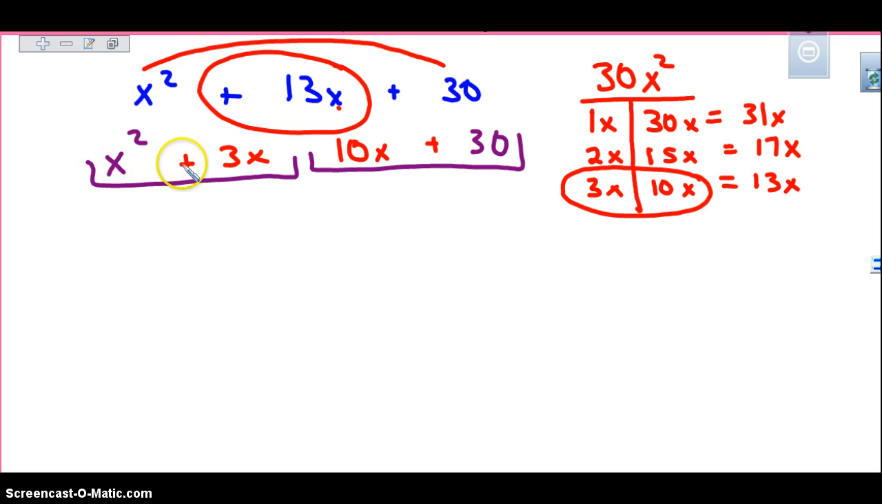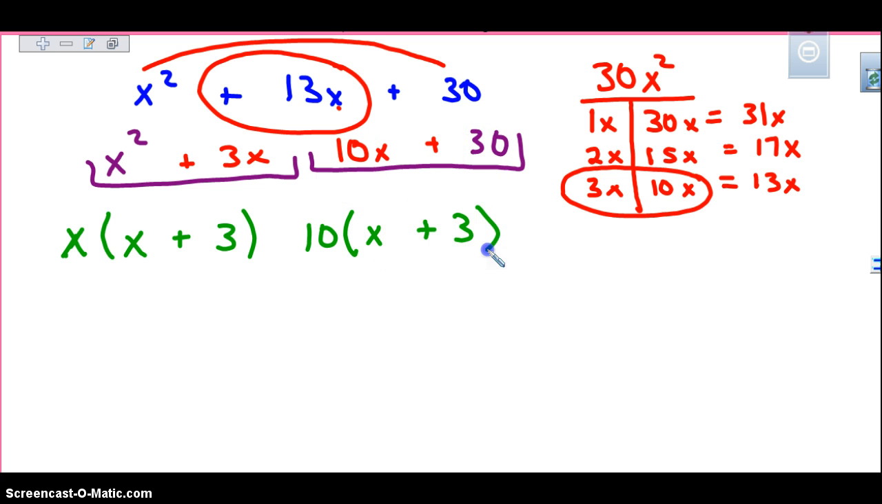So let's factor out each group. What can I factor out of x squared plus 3x? X. X squared divided by x is x. 3x divided by x is 3. What can I factor out of 10x plus 30? 10. 10x divided by 10 is x. 30 divided by 10 is 3. Checkpoint right here. Are my parentheses exactly the same? Yes, we're on the right track.